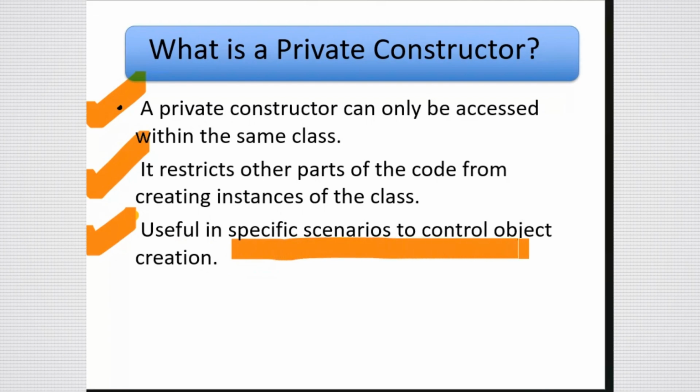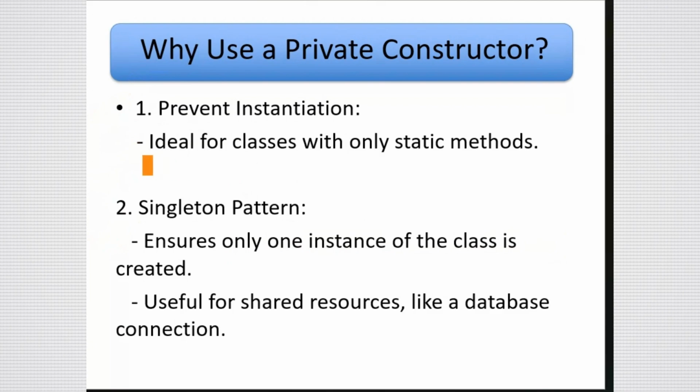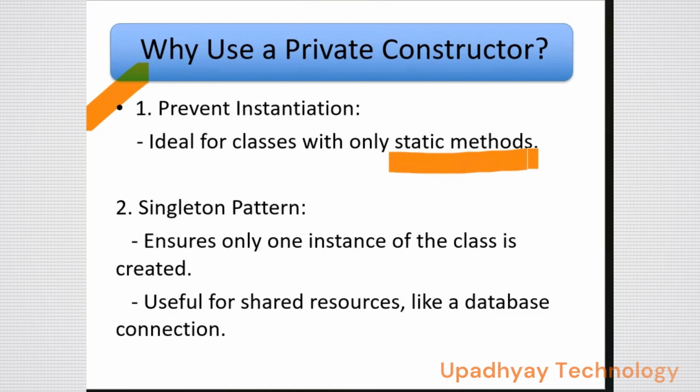This is a restriction, and it is very useful in different scenarios, like preventing instantiation of objects of a particular class. Sometimes a class is designed to provide only static methods or properties and does not need to be instantiated. By using a private constructor, we can make sure no one, intentionally, unintentionally or accidentally, creates an object of that class, which could lead to confusion and unnecessary memory usage.